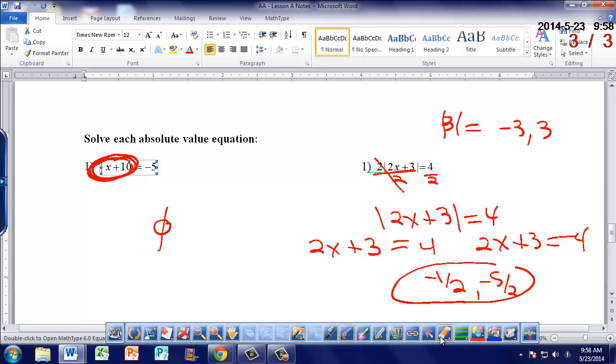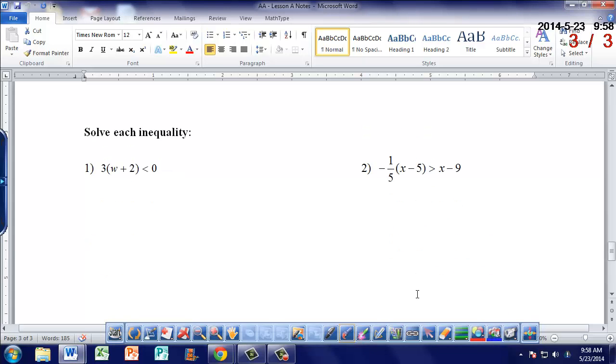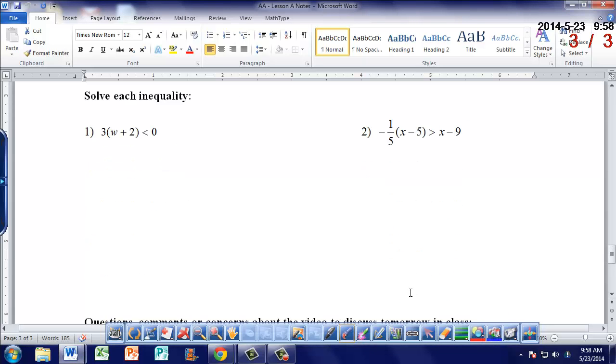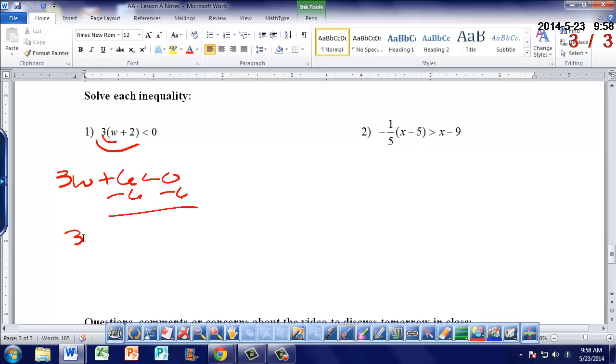Okay, last thing that we need to take care of is solving inequalities. This is just like solving equations with one little difference, and I'll get to it, I believe, in the second problem. So I'm going to distribute: 3w plus 6 is less than 0. Subtract 6 on both sides. I get 3w is less than -6, and w is less than -2.